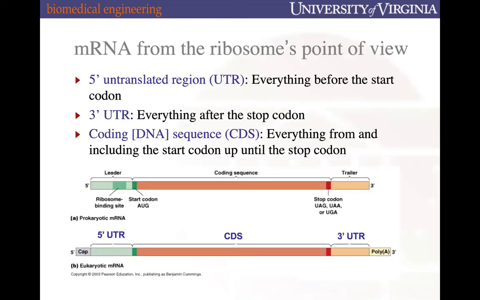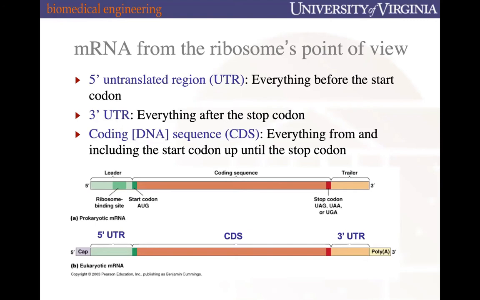So now to look at the mRNA from the ribosome's point of view, I'm going to be focusing specifically on eukaryotic mRNA, despite there being both eukaryotic and prokaryotic here. So I want you to focus your attention on the bottom portion of the screen when looking at the figure. We have a start codon. We have our stop codon. We also have our 5' cap and our poly A tail.